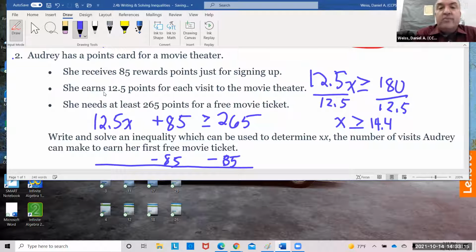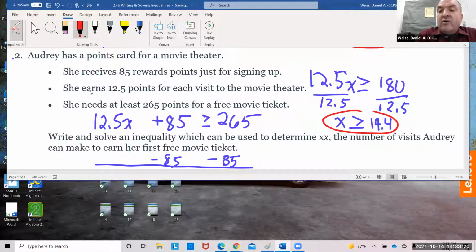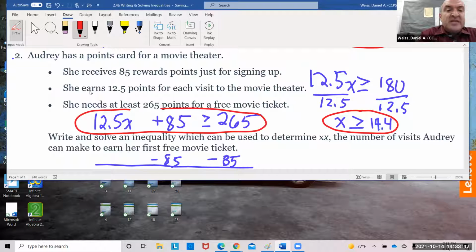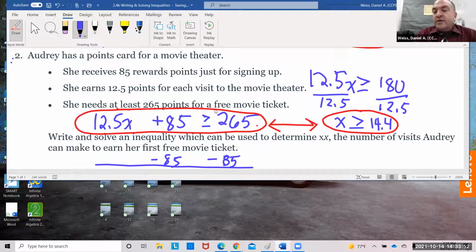Now, here's the weird part. First of all, this is the answer. It's not possible to go to 0.4 of a movie. So in order to actually get the problem generally correct, you would have to put 15, since you can't see 0.4 of a movie. But in the case of today's Delta Math assignment, for some reason they just want the decimal. So you want the setup and then the answer, okay? All right, here's another one.